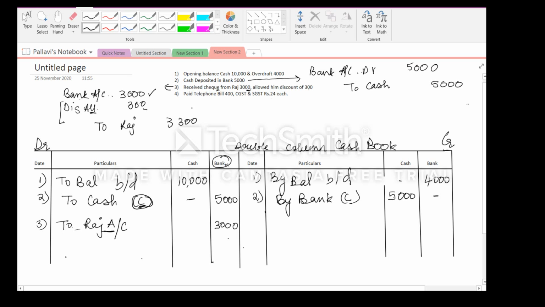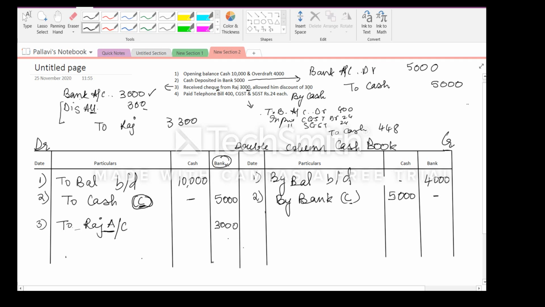Now paid telephone bill of 400, CGST and SGST. So it is an expense. The entry is, let's say he paid by cash, let's assume. So the entry would be telephone bill account debit, input CGST account debit, input SGST to cash, right? So your bill is for 400, you paid 24 rupees each, and now your total bill is of 448 rupees. So here cash account is being credited.